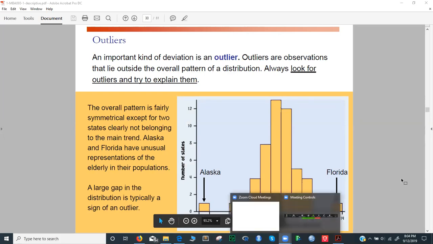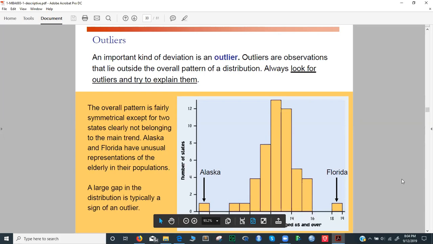The Alaska thing I don't quite get, because there's a lot of different kinds of people up there. There are young people, middle-aged people, older people. I'm not sure, again, whether this data set's real or not. They're probably just using it as an example for looking at gaps and outliers.